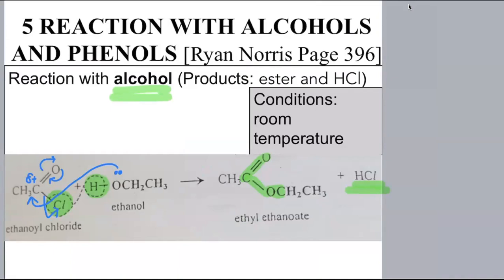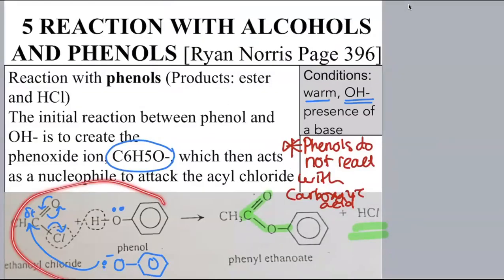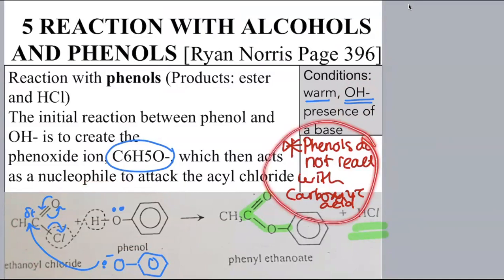Basically, you already know this mechanism, a two-step mechanism. Same thing, same mechanism. So this is your phenoxide. This is your nucleophile. And in order to produce this nucleophile, you need to add a base. You need to warm it. So reaction of acyl chlorides with phenol requires special conditions because usually phenols don't even react with carboxylic acid. So this is the most important thing that you need to write in your notes.